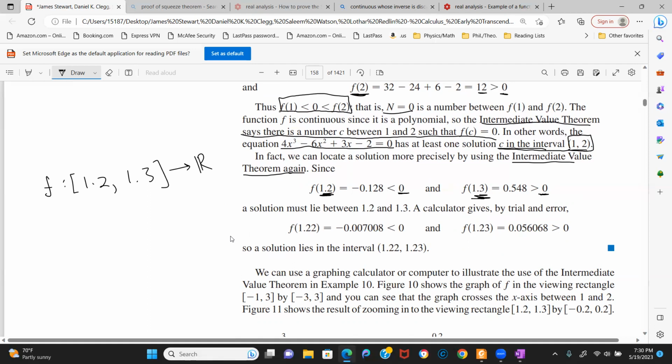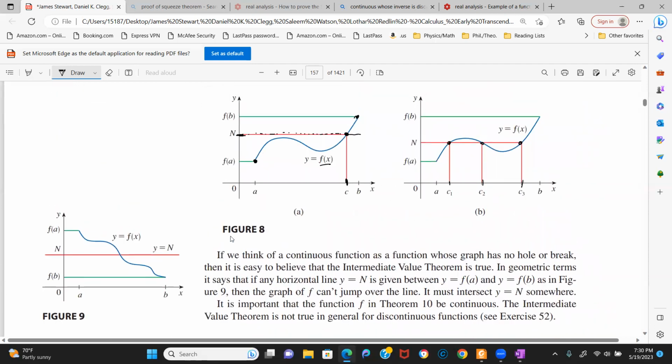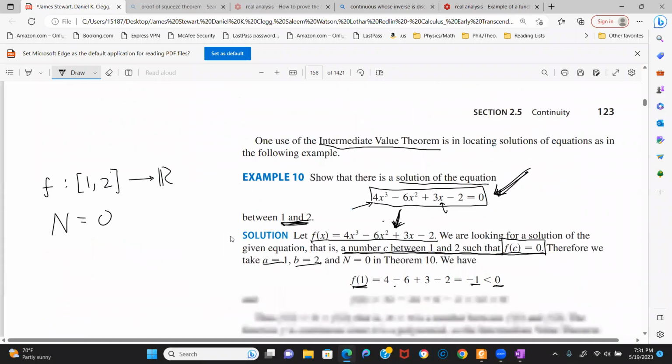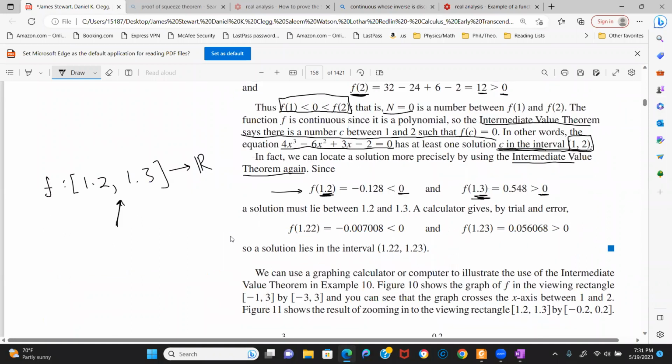I should point out that this number c that you get from considering this interval could be different from the number that you get from considering this interval right here. Like up in this case right here, we had multiple values of c: we had c1, c2, and c3 such that f of c1, f of c2, and f of c3 all equal N. So it's entirely possible that when you do this refined calculation on this smaller interval, you get a different number c.